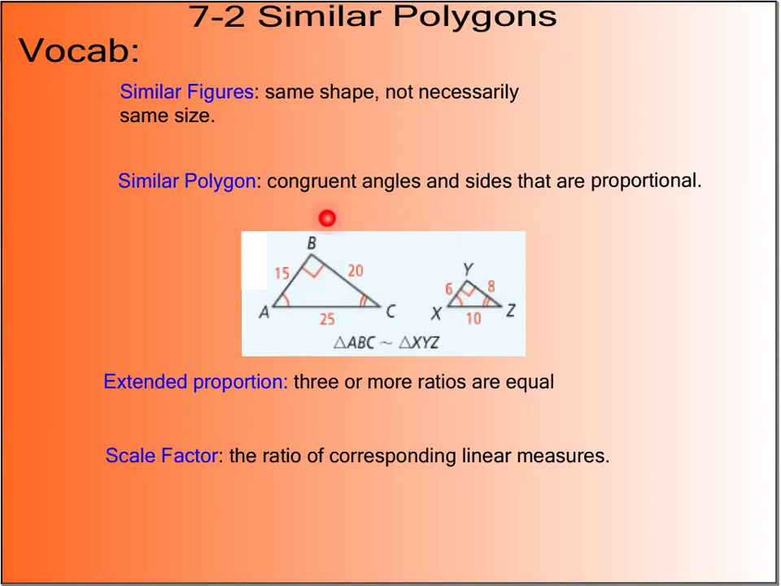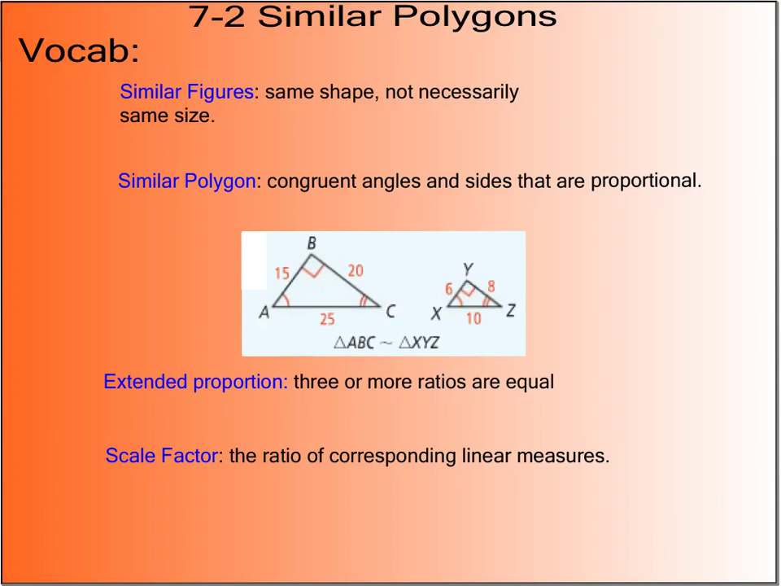So if you look at this example that's included here, I have 3 pairs of congruent angles, and all of my sides are proportional. If I take the smaller triangle and multiply each of those values by 2.5, I will get the values in the larger triangle. 8 times 2.5 is 20, 6 times 2.5 is 15, 10 times 2.5 is 25. And then we have here, triangle ABC is similar to triangle XYZ. This little sign, the little squiggly or the tilde, means similar.